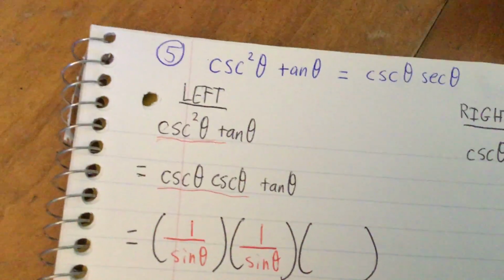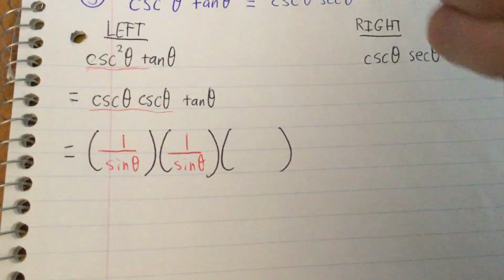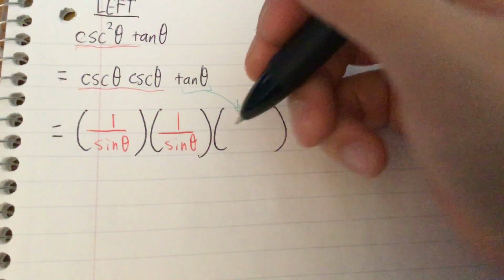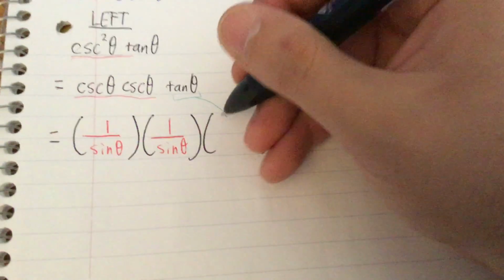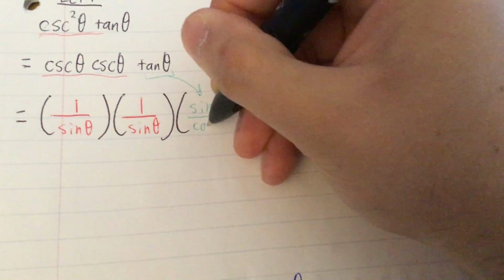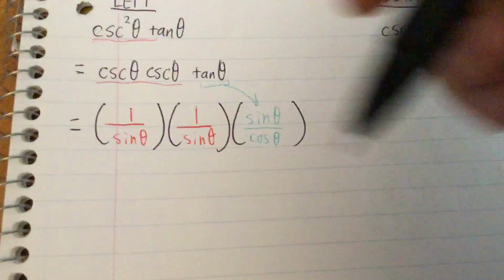Where's my big fancy multicolored pen? There we go, I found you. And I'm going to break down tangent. Well, since we're all breaking it down into cosine and sine, I can break down tangent into sine of theta over cosine of theta. And now I'm going to put it all together.